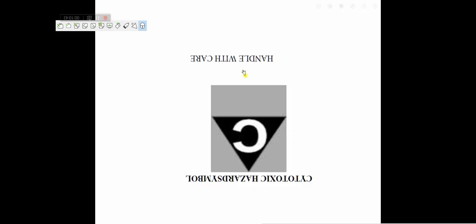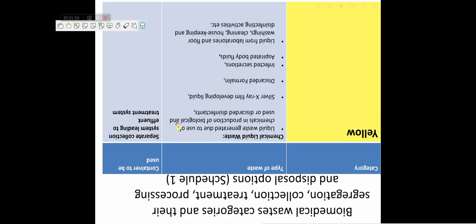Now the cytotoxic hazard symbol is there. You can see this black and then C will be there. So handle with care. Cytotoxic is for the C. So we should always handle this with care. Now here you can see some chemical waste, if you are talking about it.